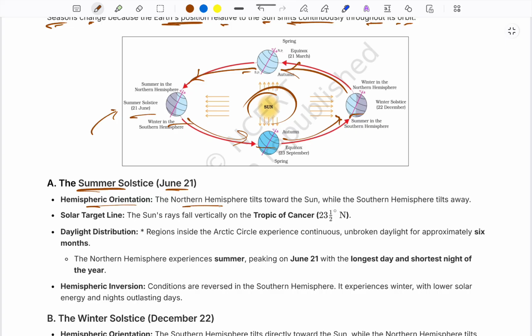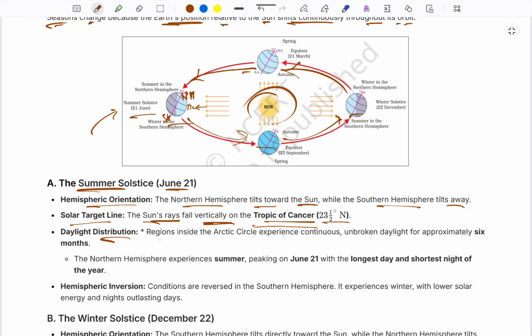Hemispheric orientation: the Northern Hemisphere tilts towards the Sun, so this is the Northern Hemisphere tilting toward the Sun, while the Southern Hemisphere tilts away. Solar target line: the Sun's rays fall vertically on the Tropic of Cancer, 23.5 degrees north, and this is the Tropic of Cancer, where the Sun's rays fall vertically.